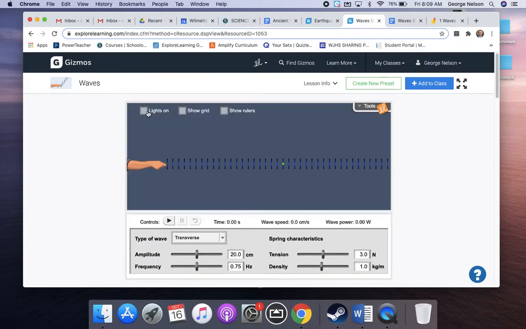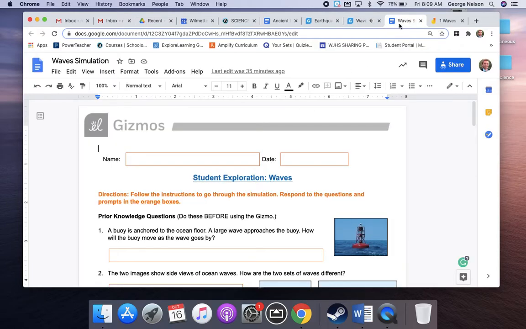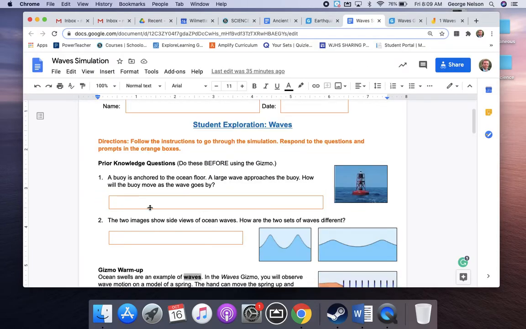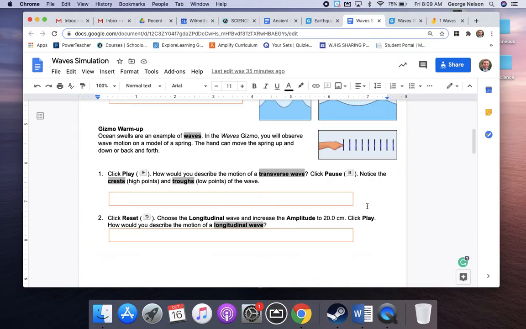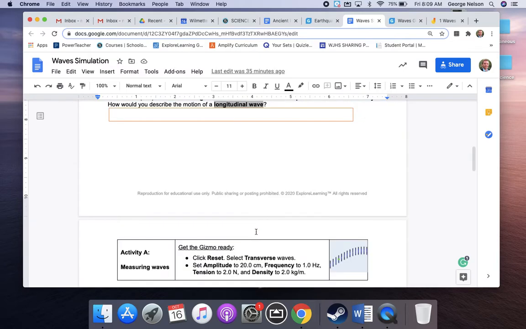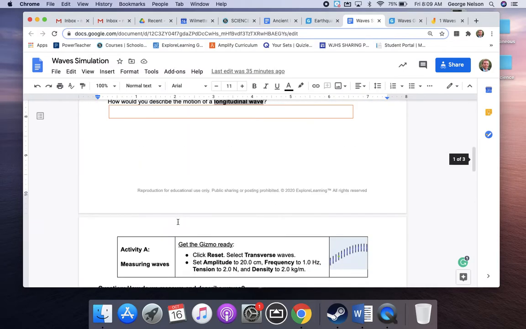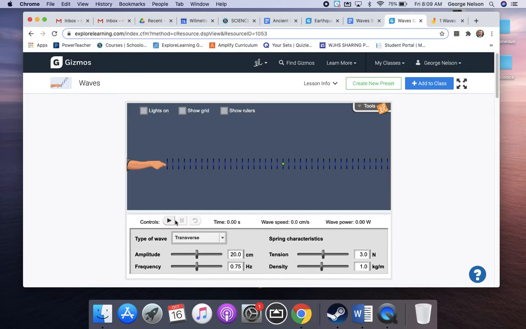When you open it up, there's the worksheet. A buoy is anchored in the ocean floor. A large wave approaches the buoy. How does the wave move as it goes by? What's going to happen to this? The two images here are side views of ocean waves. How are they different? Interesting. We're going to study these transverse waves, which are called S waves, and then we have these longitudinal waves. Those are actually P waves. I will cite them down below, but you're going to be studying two different waves today.